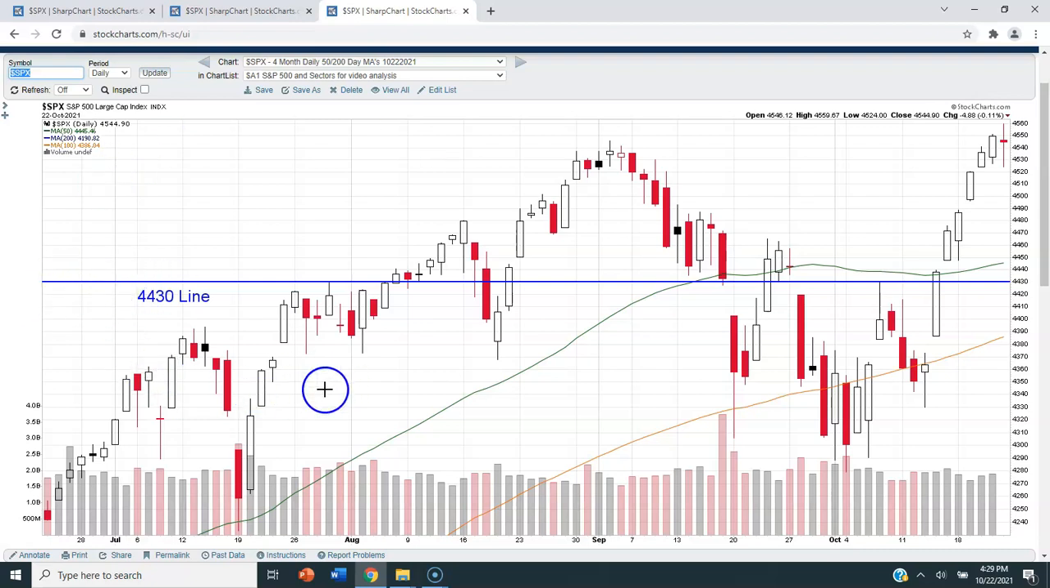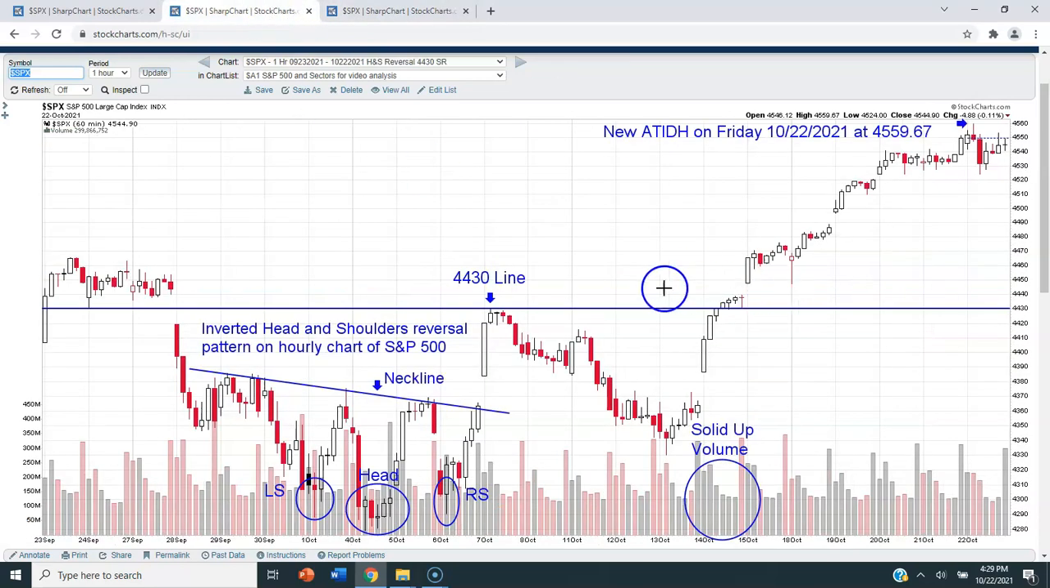This is a daily candlestick chart of the S&P 500. Goes back to the latter part of June, as you can see here. Well, we first got up to this 4430 level right here in July and got rejected, and then finally got above it, and you can see then fell below it, got back above it. But you can see this has been an extremely important level.